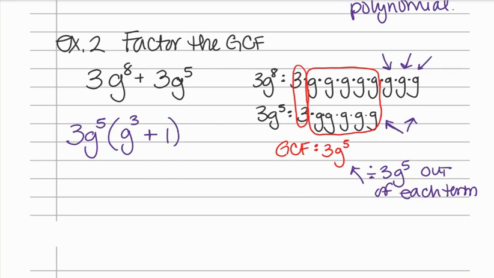Now you can always double check your work by applying the distributive property. If I distributed, I would see that I would end up with my original expression. So that's a way to check yourself. If you're ever unsure if you made a mistake, you can distribute to check. So there's absolutely a way that you can make sure you have the answer right before you even move on.